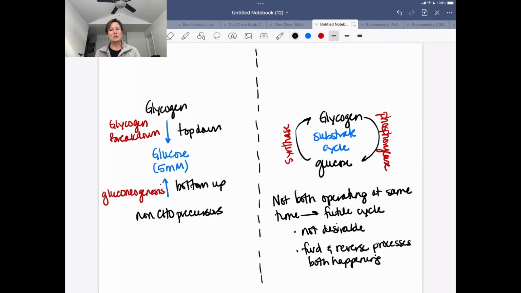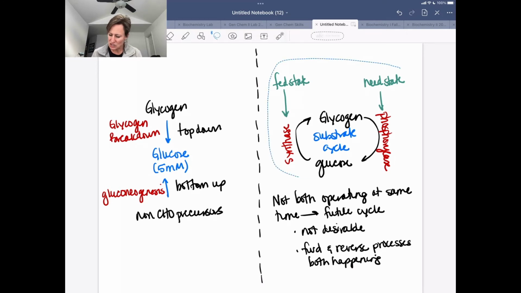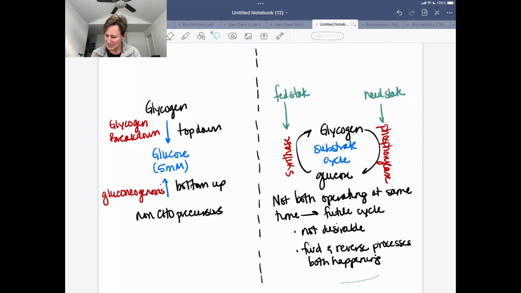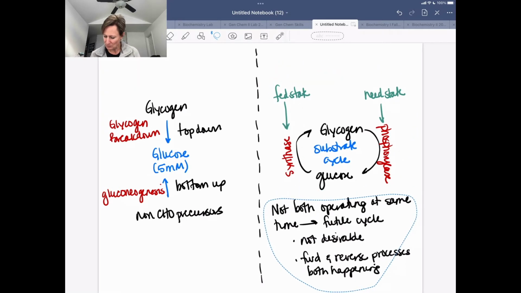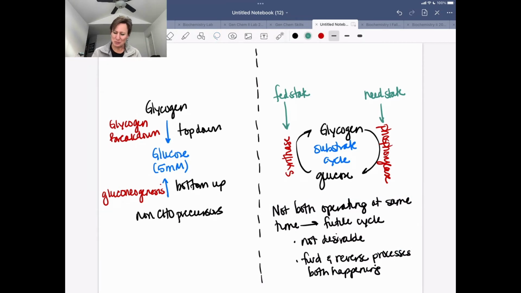So let's map on a little bit more about what might be happening to have either one of these arms be operational. If we are doing glycogen synthesis, we are likely in a fed state where we have high levels of glucose that need to be made into glycogen. Conversely, we are going to be in a need state if we are having lots of phosphorylase activity, which is going to be taking glycogen reserves that we have in our liver and breaking them down into free glucose. So mapping on some other terms that we've learned about.